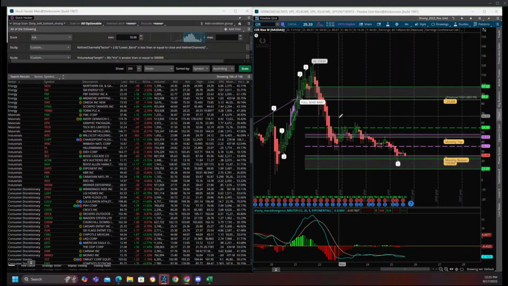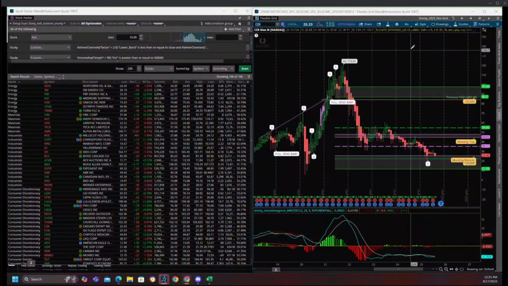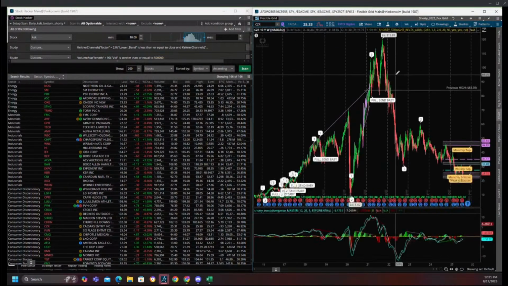I'll take a look at this too. This is not bad at all. There's no selling, slow down. Maybe you can see if there's anything interesting showing up.